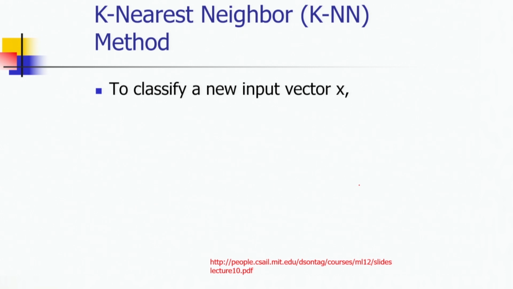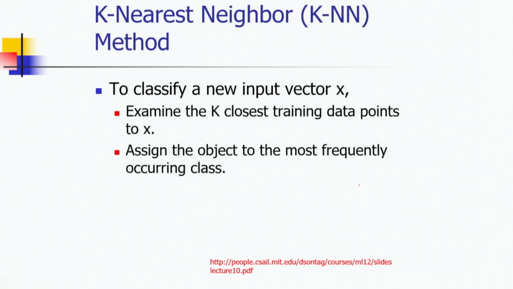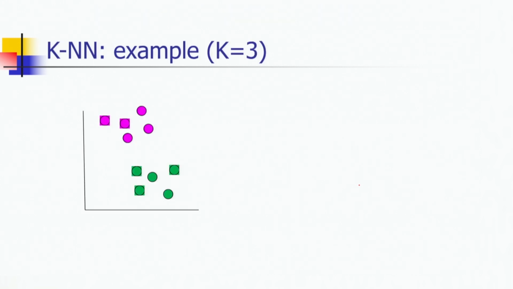So, what we do here in this case is called the k nearest neighbor method, where k is the hyperparameter. So, it computes the k nearest neighbors: nearest neighbor, second nearest neighbor, third nearest neighbor, like that till the kth nearest neighbor. Then it finds out what the classes are for each one and assigns the class which occurs maximally. So, this is what it is: examine the k closest training data points to x, and assign the object to the most frequently occurring class.